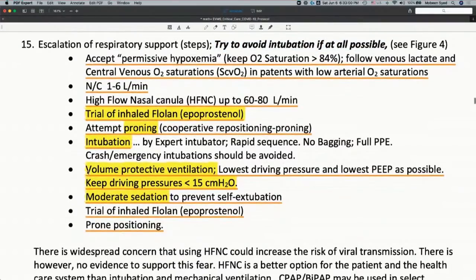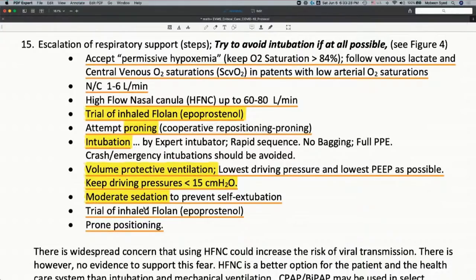Volume protective ventilation. So remember yesterday we talked about it, that the problem is not that the lungs are not inflated. So don't try to apply too much pressure in the lungs. Don't try to inflate them like a balloon. They're already inflated. So just help with the breathing, help with the ventilation, but don't try to push extra pressure. Keep driving pressure lesser than 15 centimeters.